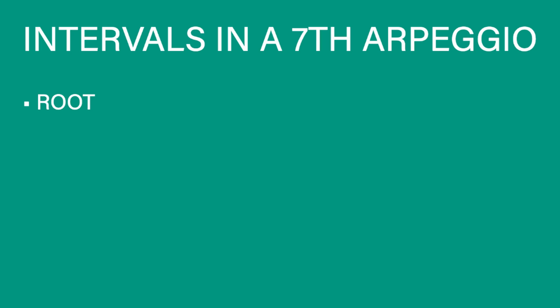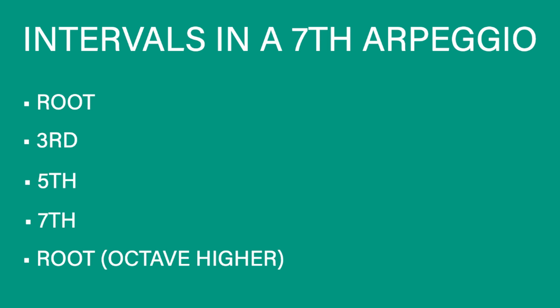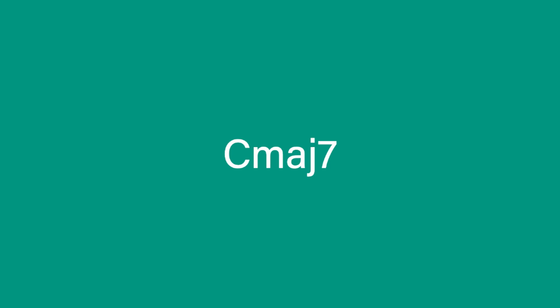A 7th arpeggio contains the following notes: root, 3rd, 5th and 7th. And we sometimes play the root on the top as well. Let's start with C major 7. Now in jazz, that major 7 bit refers to the 7th note. If we just say C major arpeggio, normally that major refers to the 3rd, but in the case of jazz chords or jazz arpeggios, that major 7 bit means that the 7th is major or natural.